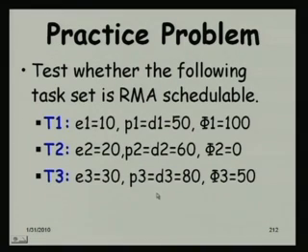Can you quickly try this problem? We have 3 tasks. T1's execution time is 10, the period and deadline are both 50 milliseconds, and the phase is 100 milliseconds. Task T2's execution time is 20 milliseconds, the period is equal to the deadline, 60 milliseconds, and the phase is 0. And T3 has a runtime of 30 milliseconds, period and deadline of 80 milliseconds, and a phase of 50 milliseconds. Will it run satisfactorily under RMA scheduling?